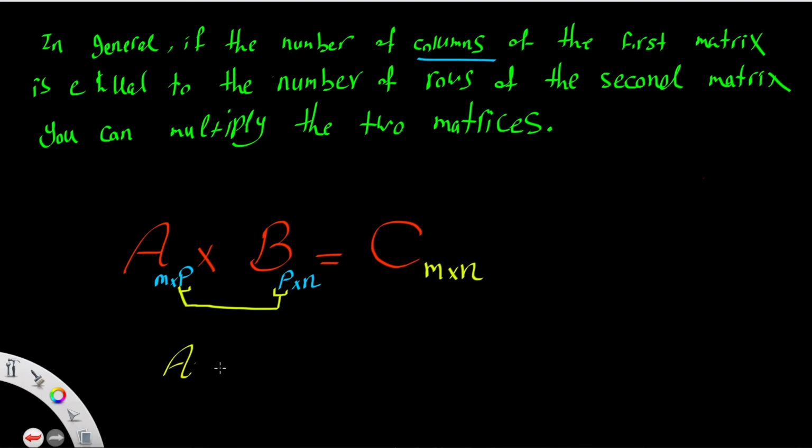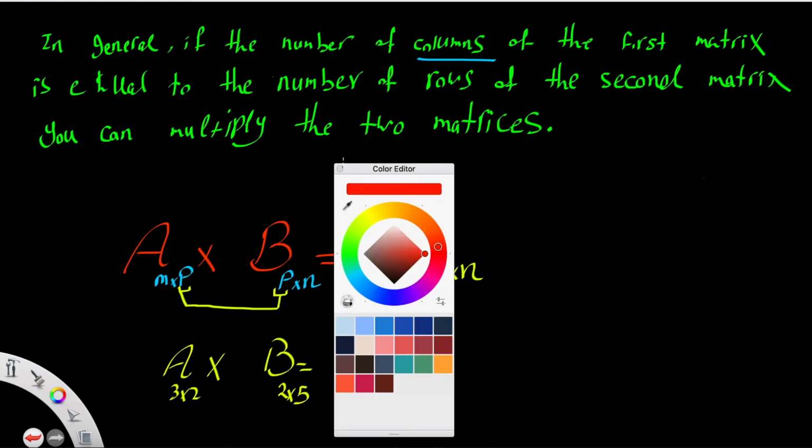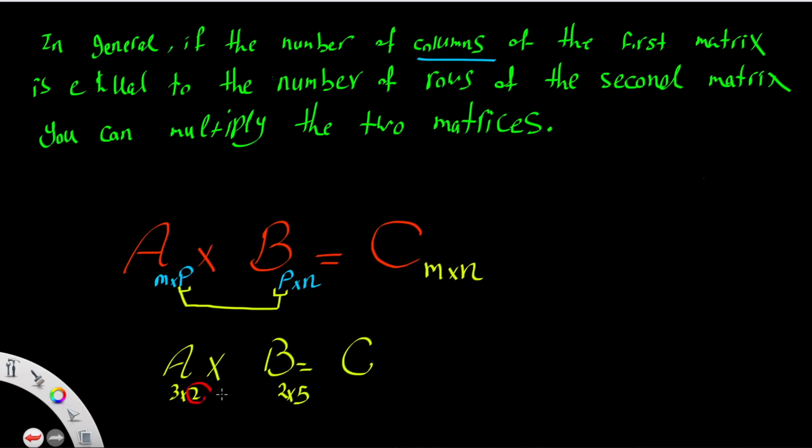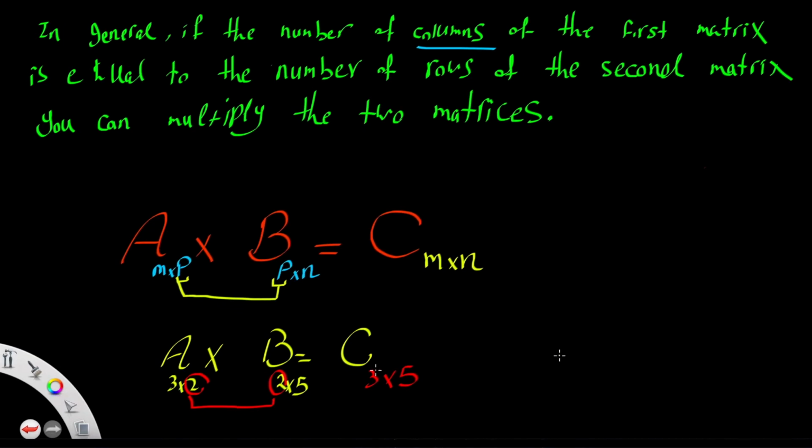For example, if you have two matrices like 3 by 2, so this one should be 2 by, for example, something like 5. Okay, then as you see here, these two are the same. The number of columns of the first matrix is the same as the number of rows of the second matrix. So the product matrix will be a new matrix of order 3 by 5. Now the question is how to find the elements of this product matrix, which you will see in the next parts.